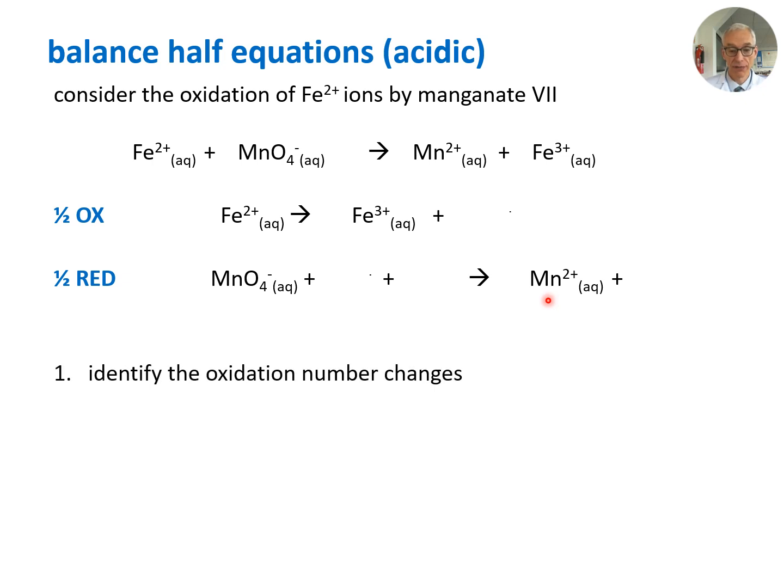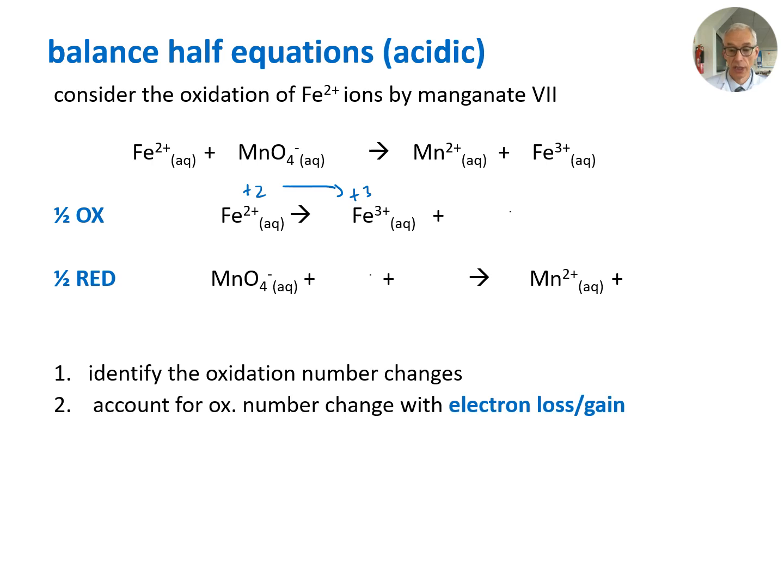I'm going to identify the oxidation number changes. So this is obviously +2 to +3. So I need to account for that with the number of electrons lost or gained. So Fe2+ to Fe3+ is achieved by the loss of 1 electron. I've got +7 to +2. So that must be achieved by the gain of 5 electrons.